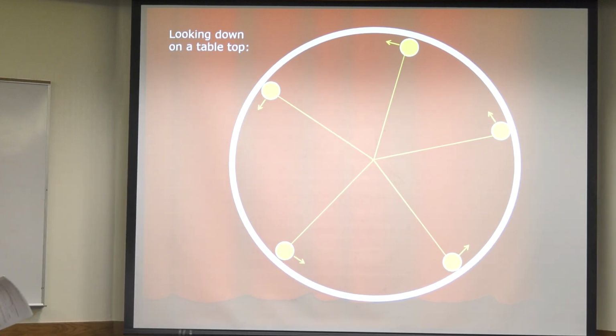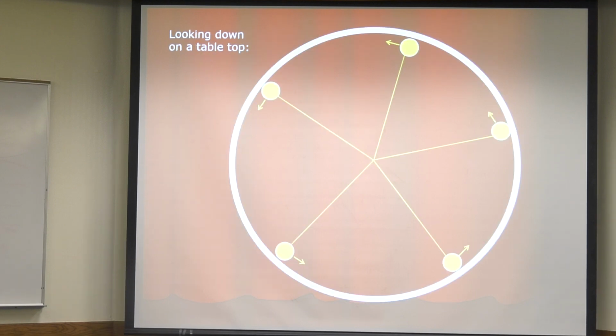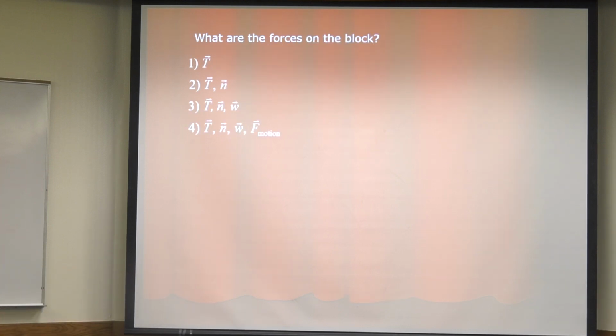Ignore friction. So you're supposed to vote, okay? You're supposed to choose which of these is correct. So number one, what are the forces on the block? There's the picture, right? And again, this is happening on a horizontal tabletop. So what are the forces on the block? Pause your video and figure it out.